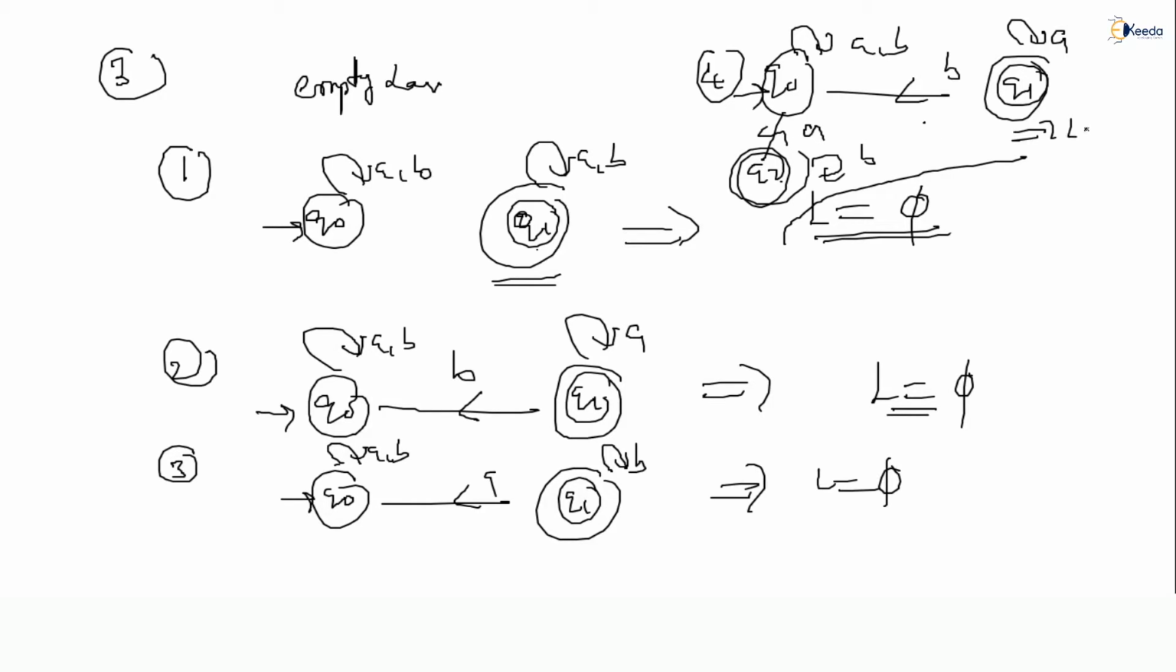Definitely this also accepting what? Empty language. So third point clear, all of you? What I'm trying to say, third point: FA in which all the accepting states are unreachable, definitely that is going to accept empty language. Yes, these four examples are enough to understand this is accepting empty language.